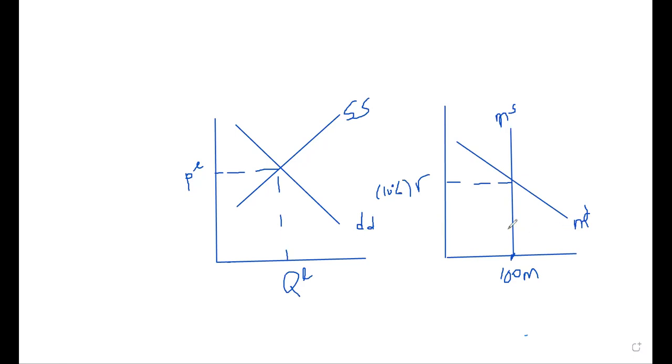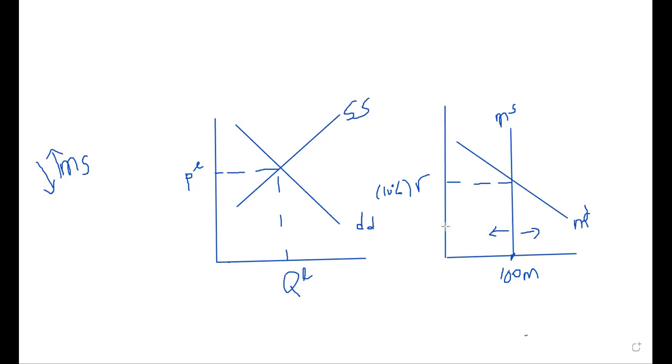Central bank can decrease the money supply, which will be a shift of this vertical line to the left, or increase the money supply. This is what we are referring to as the changes in the money supply. So the changes in the money supply will be an increase or decrease in MS. So if MS decreases, that means that you shift the money supply curve to the left.